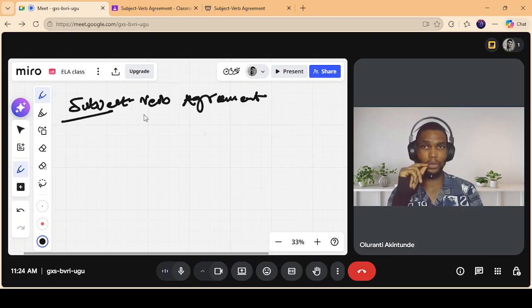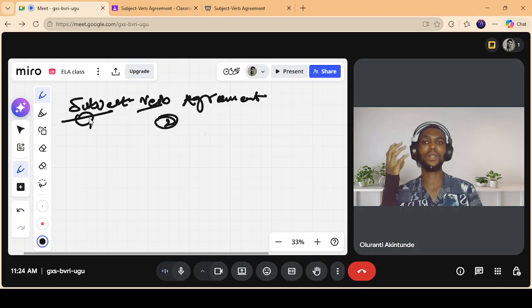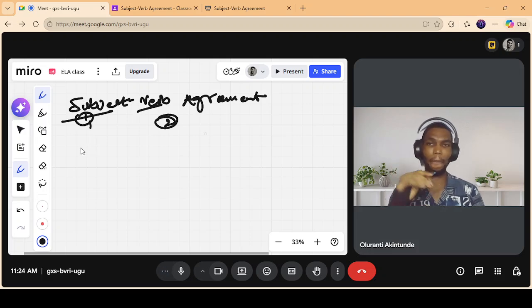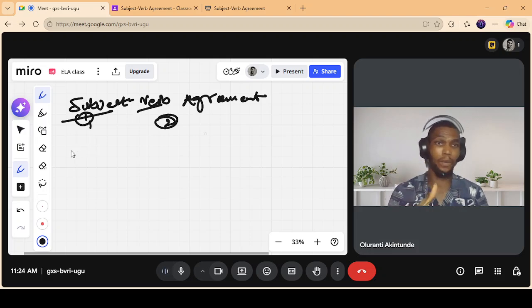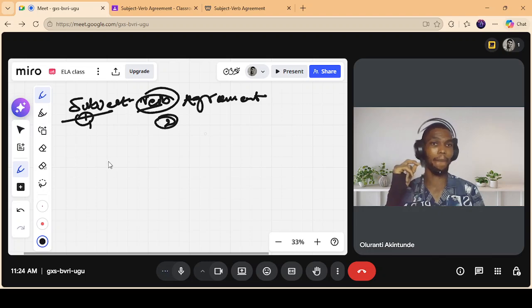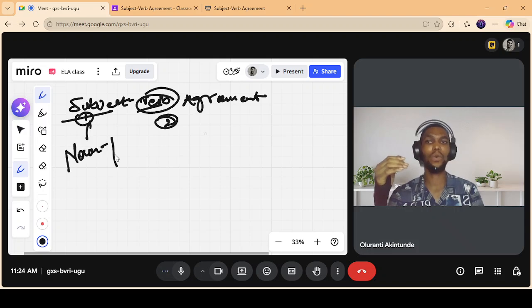First one being subject, second one being the verb. Right. Now, a subject is usually the performer of the action in a sentence, and the action is usually the verb. Right now, so the subject could either be a noun or a pronoun.